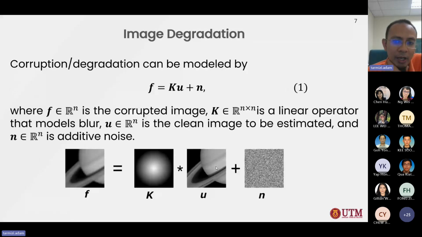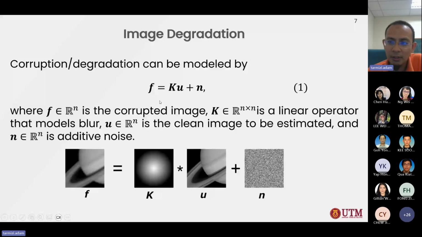Now we have the image degradation model. It's not just for images, it's also for signals. This shows the assumption of the image degradation that we are using throughout this talk. We have f = Ku + n, where f is the corrupted image, your observation. For example, you take a camera and get a blurry or noisy image. That's your observation.